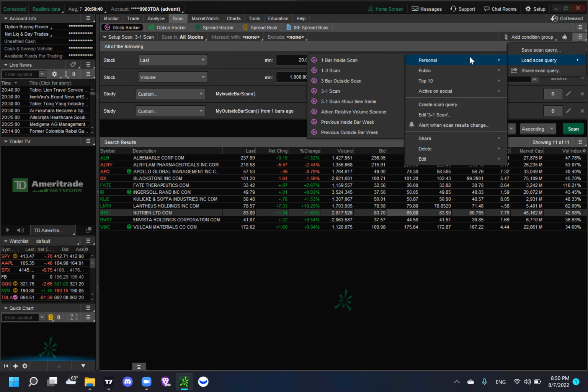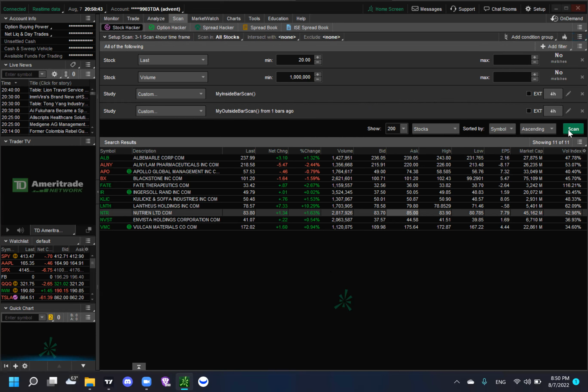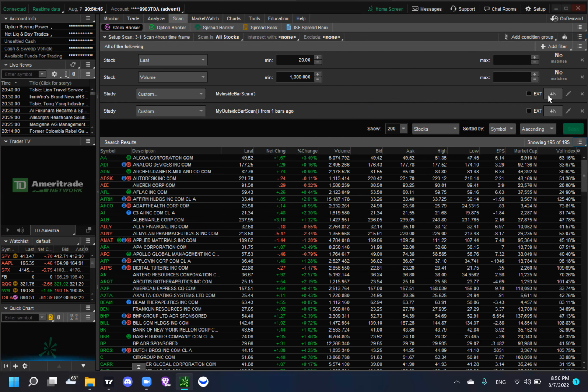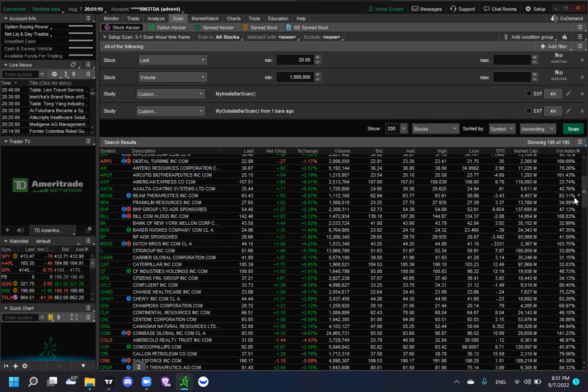Little scan. Let's do the 4-hour. Scan this. Also, something to note: you don't want to use extended time, the extended market, because it messes with the candles. You always want to do just live market time. You never want to do extended. All right, so 3-1 on the 4-hour. We have Citigroup. That's going on my list.